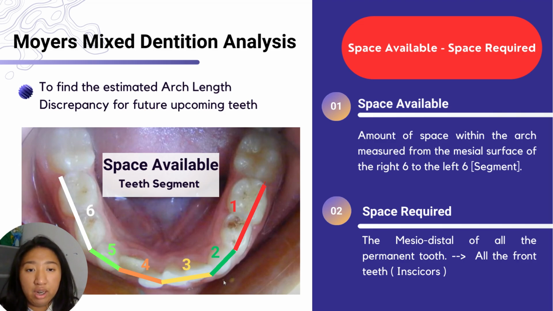Space required is the mesiodistal width of all the permanent teeth. By all the permanent teeth, I mean the incisors, because in the mixed dentition only the incisors have erupted, and also the molars. But the canines and premolars are the ones that go through Moyer's mixed dentition analysis. We can estimate the size of the canines and premolars that are going to erupt later through the measurement conducted on the incisors.